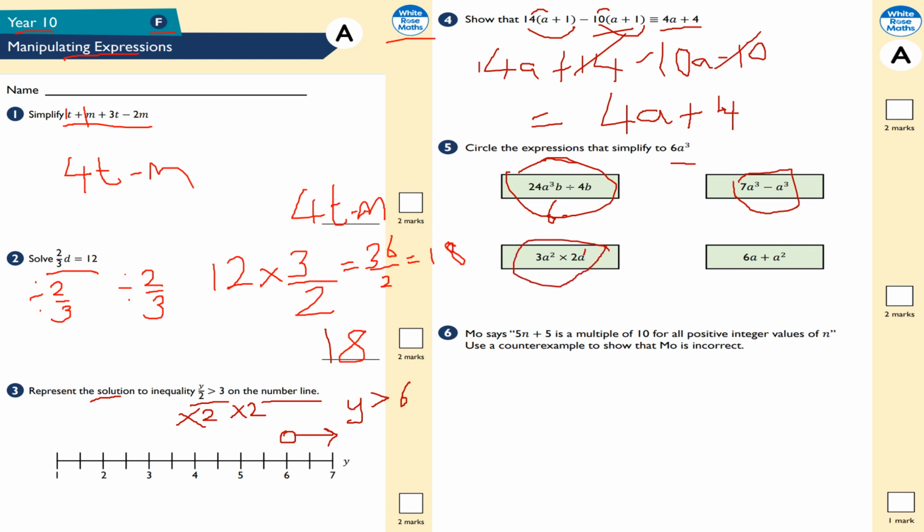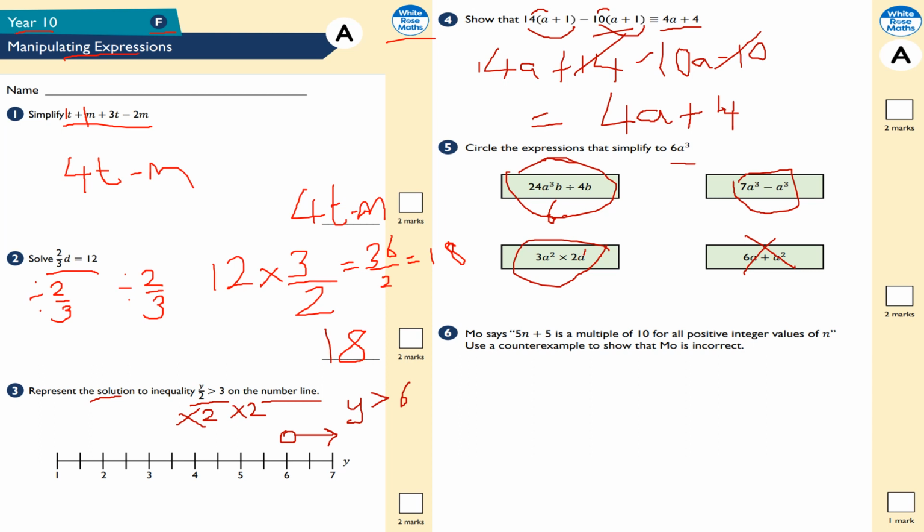This one, it wouldn't, because I cannot combine a's and a squareds together. If I was multiplying 6a with a squared, then absolutely yes. But because I'm adding it, that does not simplify. I can factorize that, but I cannot combine that any further, because a and a squared are not like terms. So hopefully that makes sense.